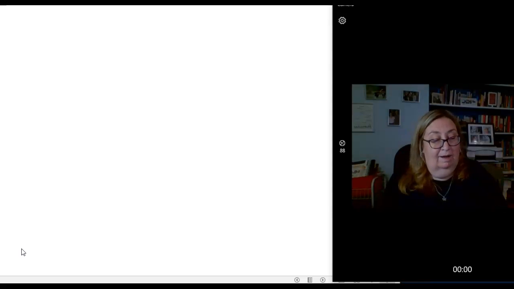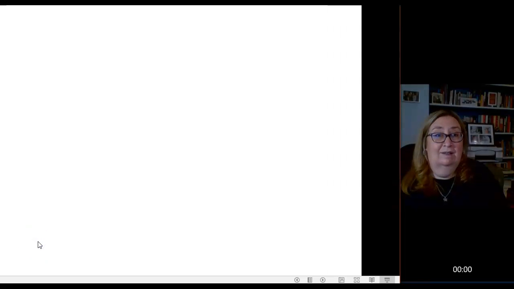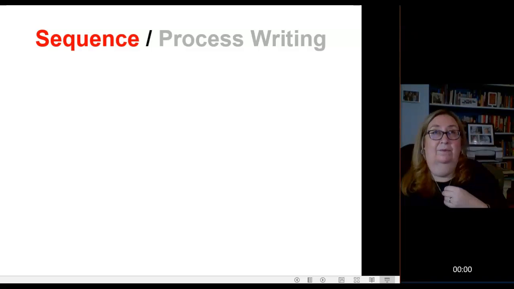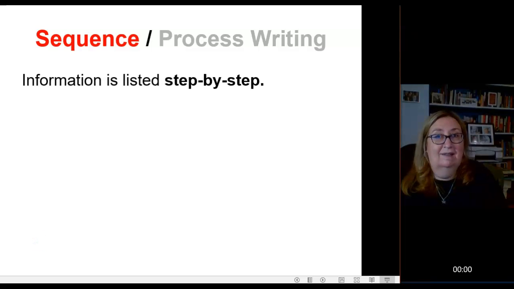Today, we're going to be talking about something that we don't read a whole lot of in literature, but it's very handy for us to have. You read it every single day in my class. You read something that is written in a sequence or process writing. Okay. So sequence is information that's listed step by step.